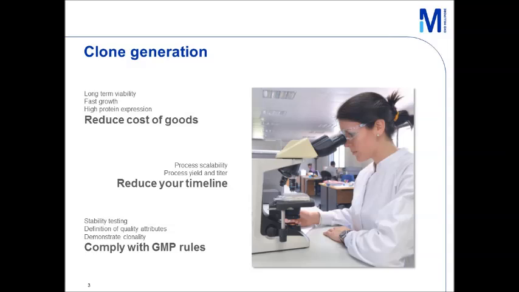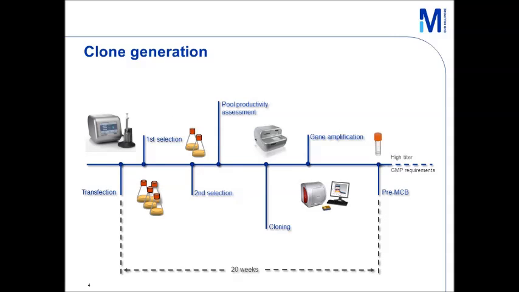As we are in a GMP facility close to Bordeaux in France. So the way we deliver these clones for the production of your drugs are based on three main points: reduce your cost of goods thanks to high protein expression, reduce your timeline thanks to a good template that we use and which make us having no surprises when we develop the cell line, and most of all comply with the GMP rules, which is again something really critical.